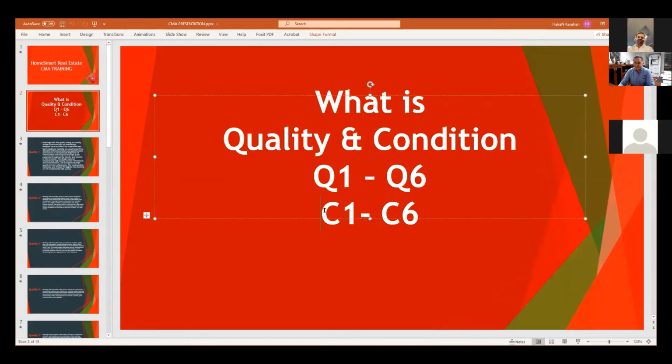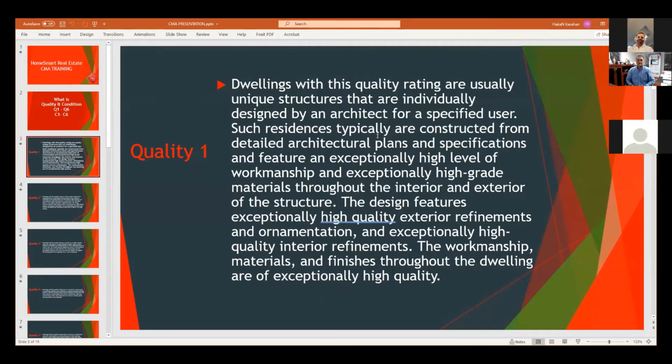C is for condition, and it goes from 1 through 6 as well. Q1 is the best quality, and Q6 is the worst quality. Same thing with condition. C1 is the best condition, and C6 is the worst condition. So what makes it so? Quality Q1 homes are usually unique structures, custom homes, constructed with real quality items, upgraded flooring, trim work, the whole nine yards, and finishes that are pretty much all custom. So this is what Q1 is.